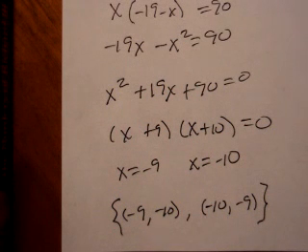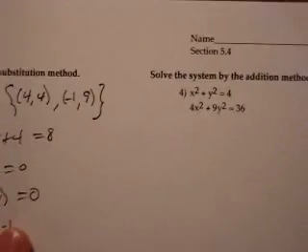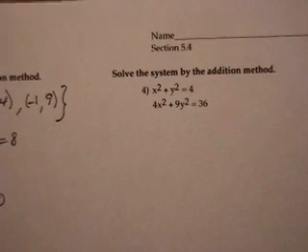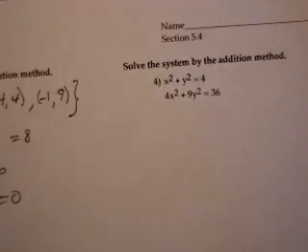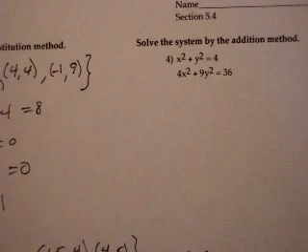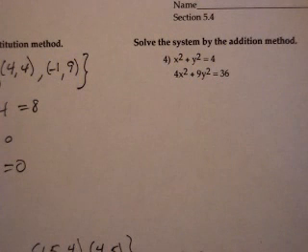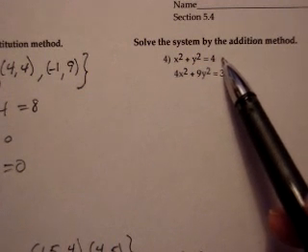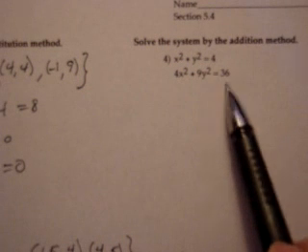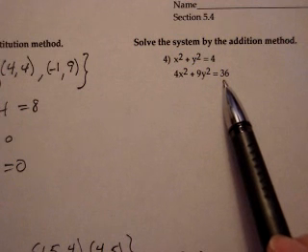Okay, now let's try the addition method. So I'm going to scoot right over here. Let's see if you can see this. There we go. Number 4. Now if they didn't tell me to do the addition method, the way I know that I should is that these have like terms. The first equation, that graph would be a circle, and the second equation, that graph would be an ellipse.